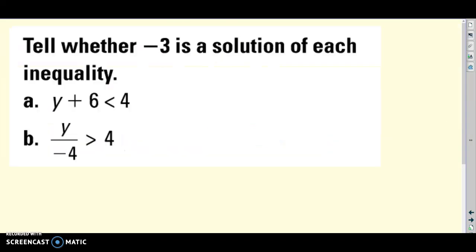Okay, so the next section, now we're on the back, is telling whether something is a solution. This says, tell whether -3 is a solution. Well, we said it's a solution if it works. So we've got to check and see if -3 would work here. So I'm going to rewrite it where I have a little bit more room. I'm going to use substitution.